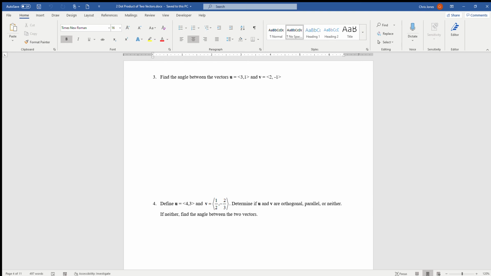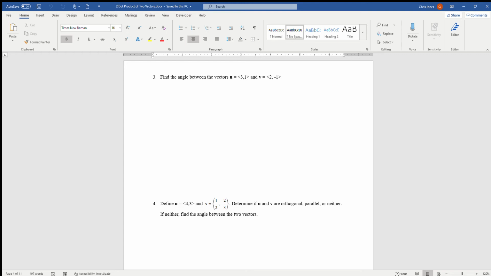So in the next series, we're going to be looking at the ideas of angles with respect to vectors. And so we're going to be taking a look first at 2 dimensions and then extend that to 3-dimensional vectors. And let's start by finding the angle between 2 vectors, u and v, where u is equal to 3, 1 and v is equal to 2, negative 1.